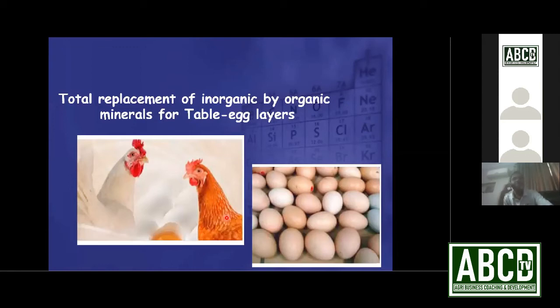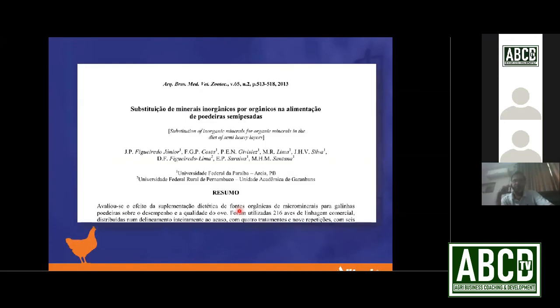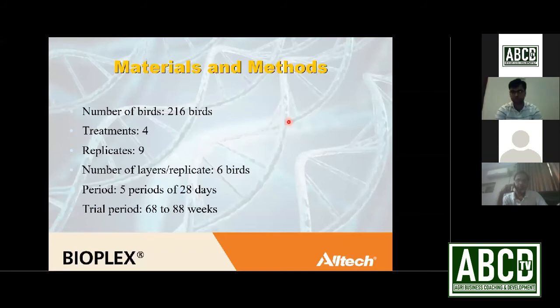This is now the total replacement of inorganic by organic minerals in table egg layers. This one was conducted in a university, replacing inorganic by organic minerals in brown egg layers. This was published. In this case, they used 216 birds. They had 4 treatments, 9 replicates, 6 birds per replicate, 5 periods of 28 days. The trial period was from 68 to 88 weeks of age.